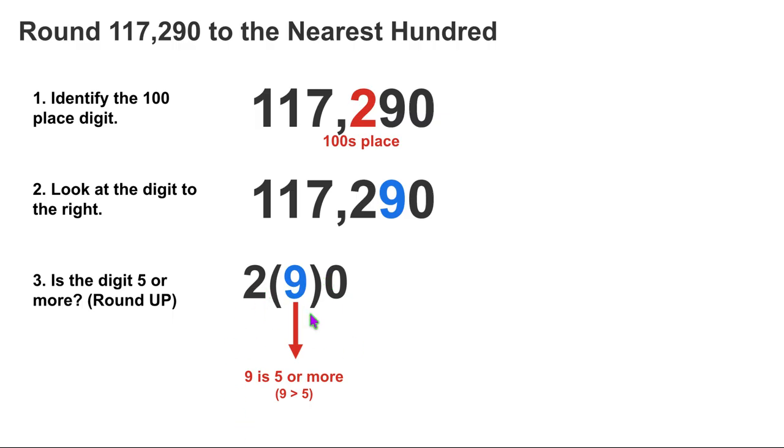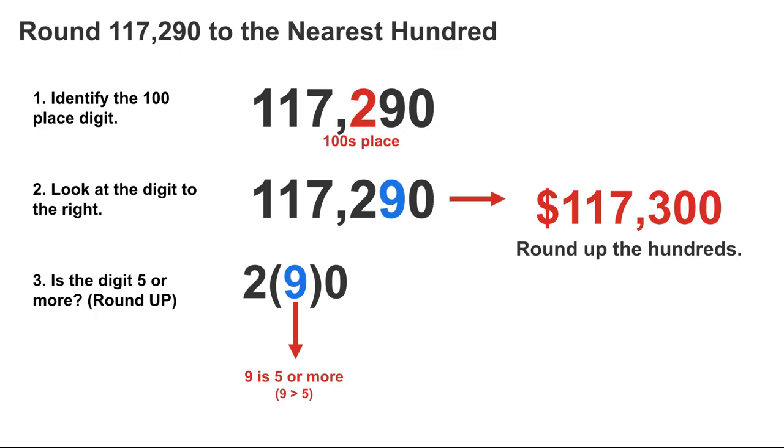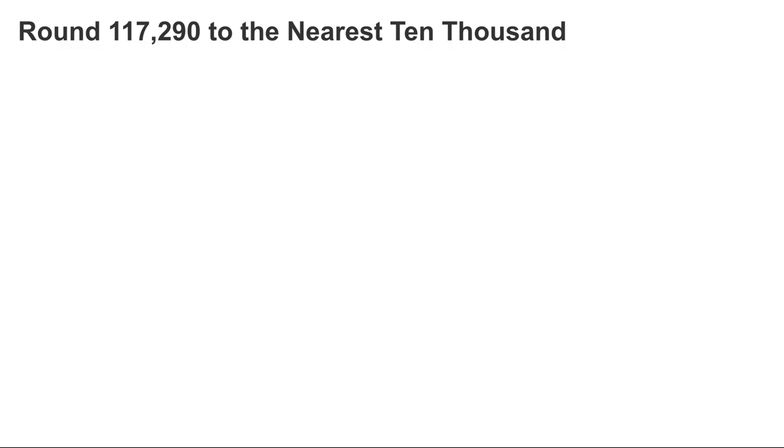But our neighbor to the right is 5 or more, so you would raise the score. So 290 would round up to 300. So that's another way to do it. And you can do this with any place value.